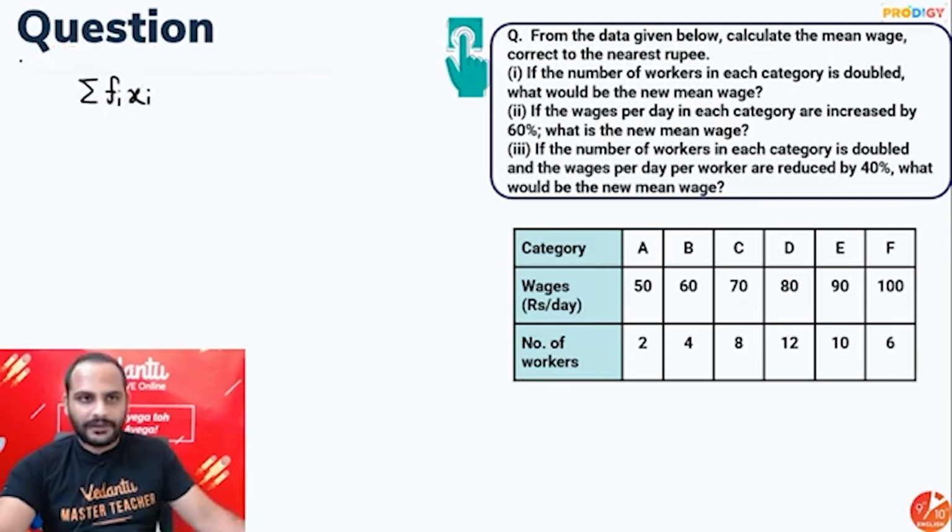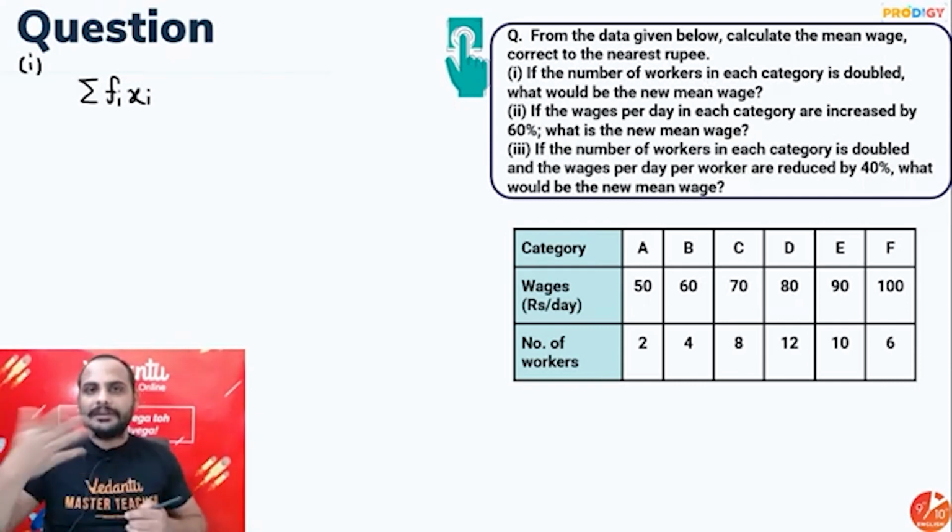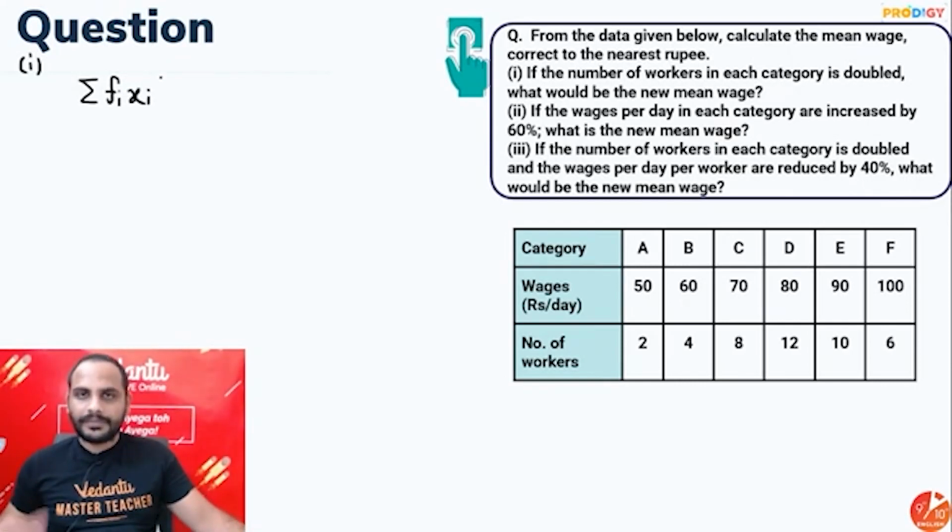So in the first one, if the number of workers in each category is doubled, if I double the frequency, I can say this will become summation of, since all the frequencies are doubled, 2 times fi into xi, है ना?